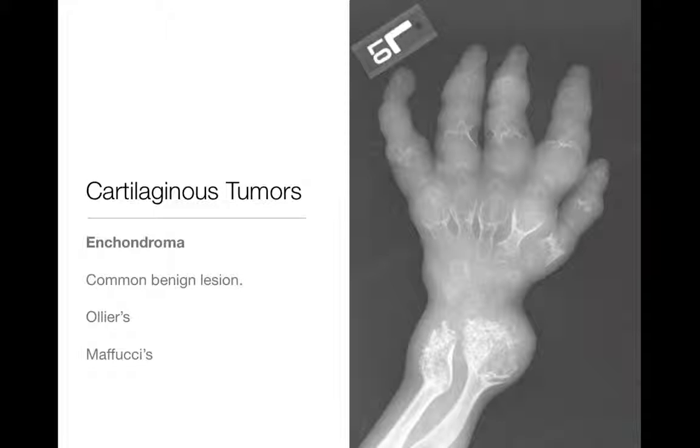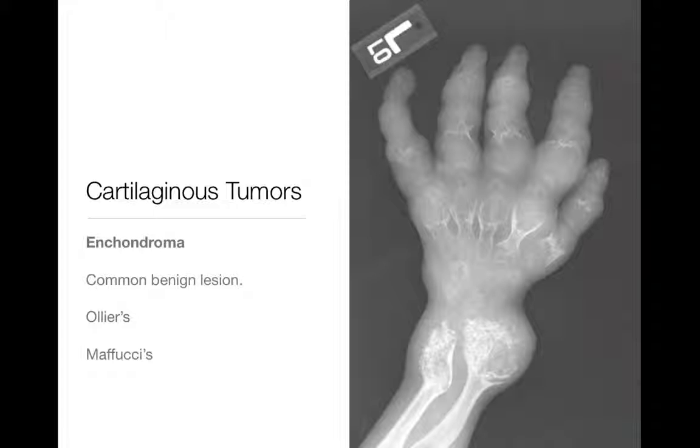Enchondromas are common lesions. You see lots of enchondromas. They're benign tumors. Just want to talk about the multiple enchondroma syndromes, which are not hereditary actually, which are Ollier's and Maffucci's. The picture on the right here is an example from a patient with Ollier's syndrome.